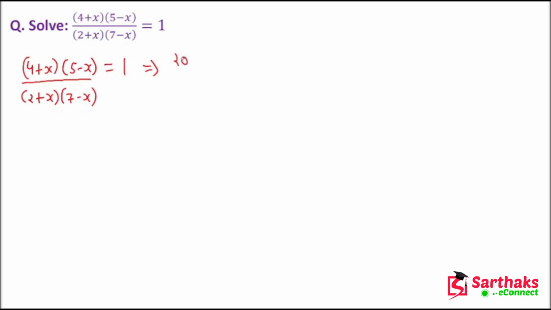4 into 5 would be 20, 4 into x would be 4x, and there is a minus sign. Similarly, x into 5 would be plus 5x, and x into x would be x square, which is minus x square because the negative sign is there. Similarly, 2 into 7 is equal to 14. 2 into minus x equals minus 2x, plus x into 7 equals plus 7x, and then we have x into x square, is equal to 1.